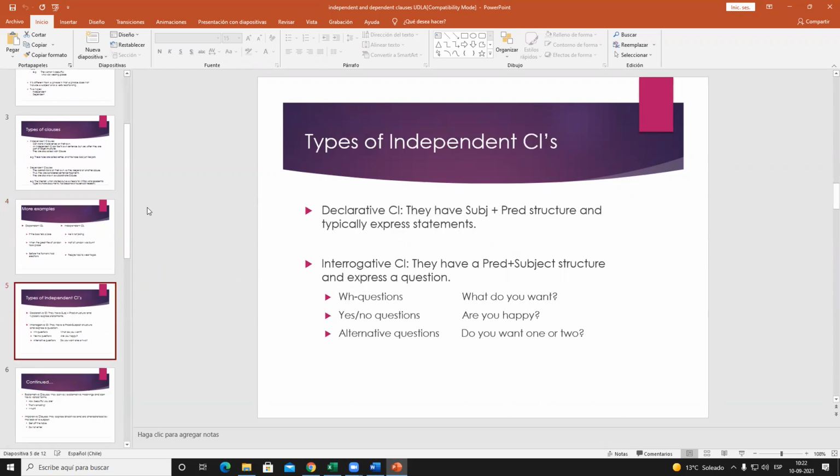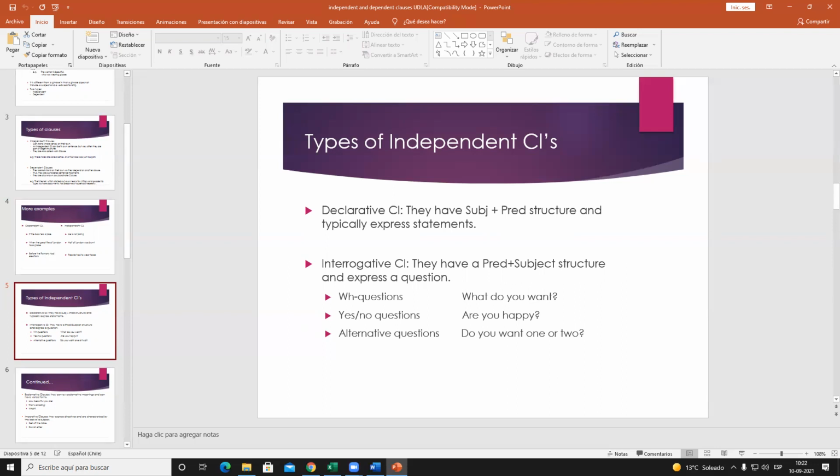Okay. This is not that interesting nor important, but we will read it anyway. Independent clauses can be subdivided into declarative. They have subject and predicate structure. When I say predicate, I'm talking about all the rest of the sentence, which is not the subject, right? And typically expresses statements. An independent clause can be interrogative, and they can be of three different forms. WH questions, because they begin with a WH word. Yes, no questions. Are you happy? Because you answer to them with a yes or no. Then finally, alternative questions. So you can choose out of a range of possibilities.